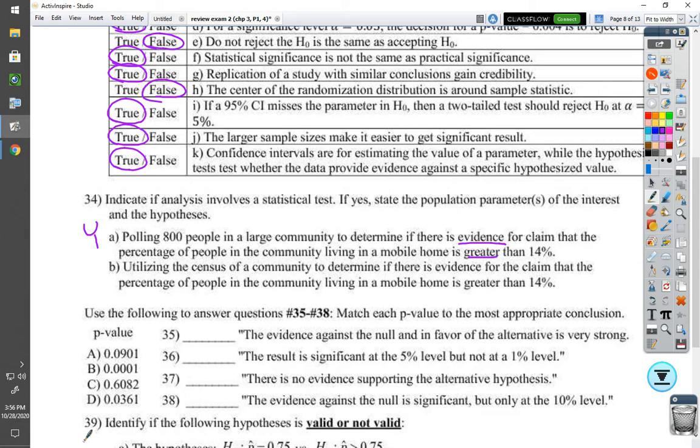Letter B, utilizing a census. Remember, a census includes everybody. You just ask them all. There's no statistical test to perform here. All you're doing is collecting data.